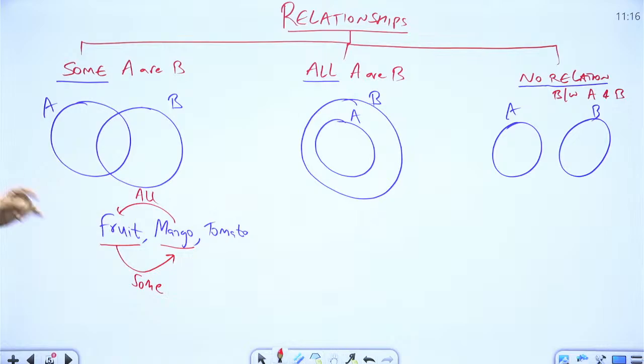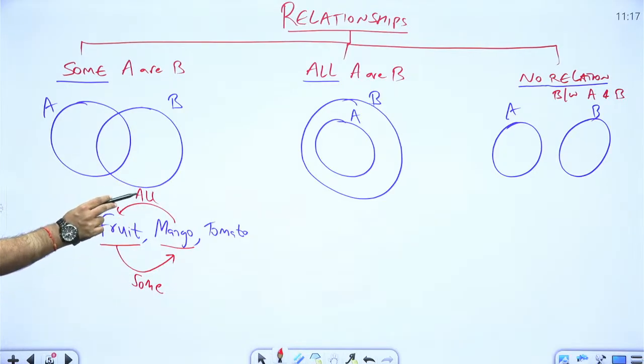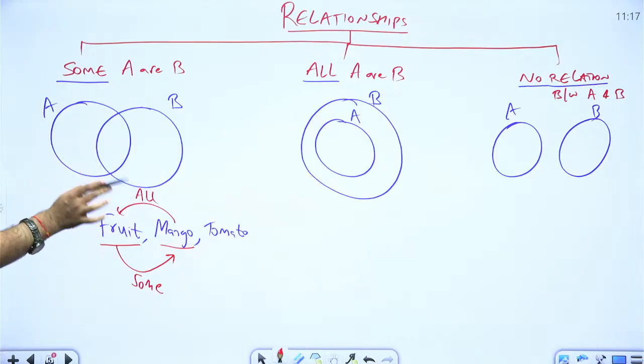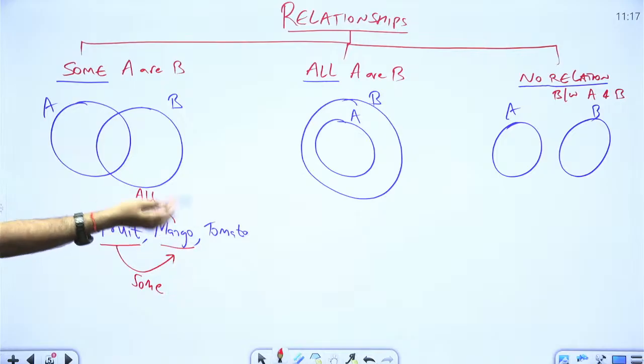Now, whenever you see one side is all and one side is some, you will always make the figure pertaining to all, not with some. Both can never be all. If both are some, you will draw the some figure. If one is all, one is some, you will draw the all figure. And if it is no on one side, it is going to be no on the other side also.